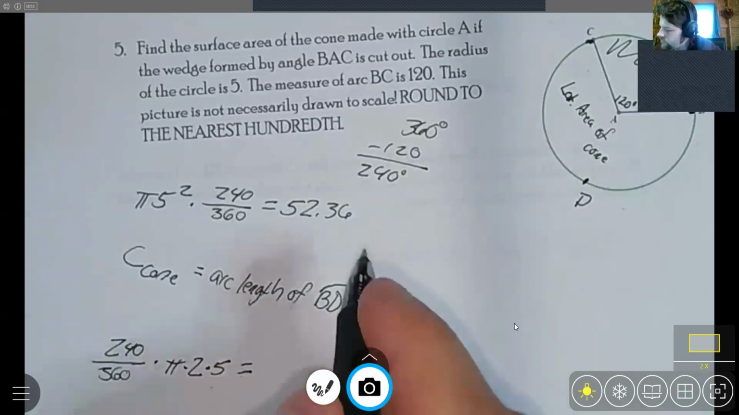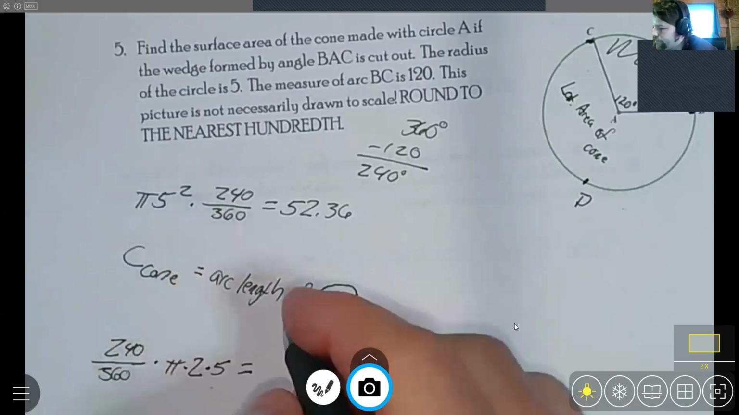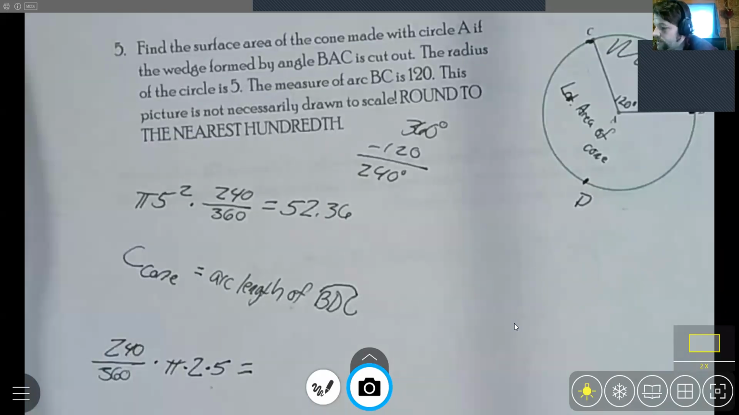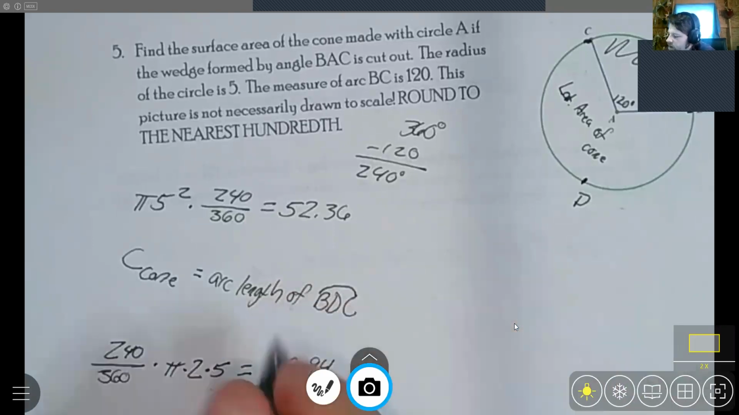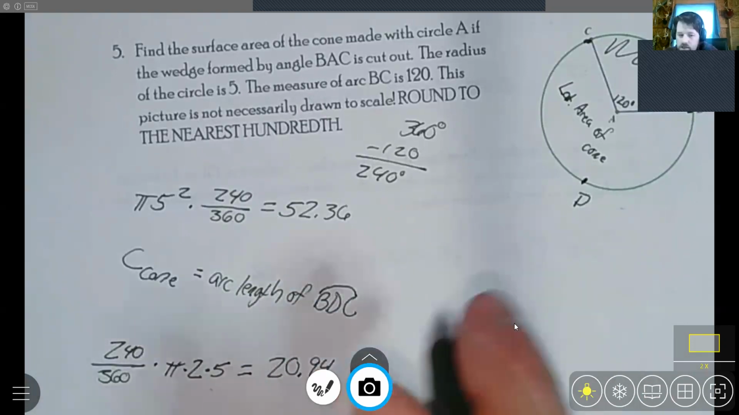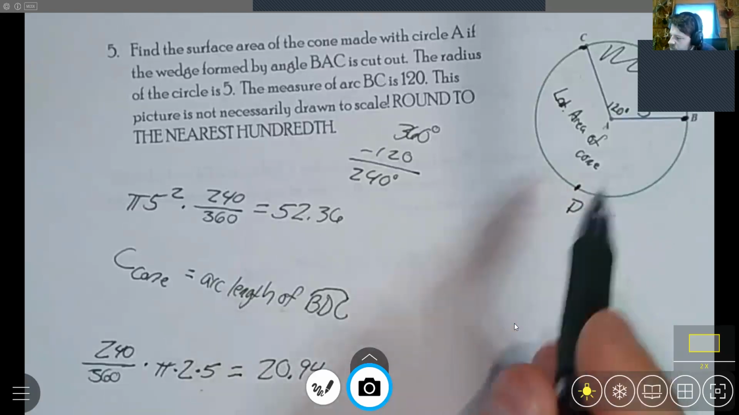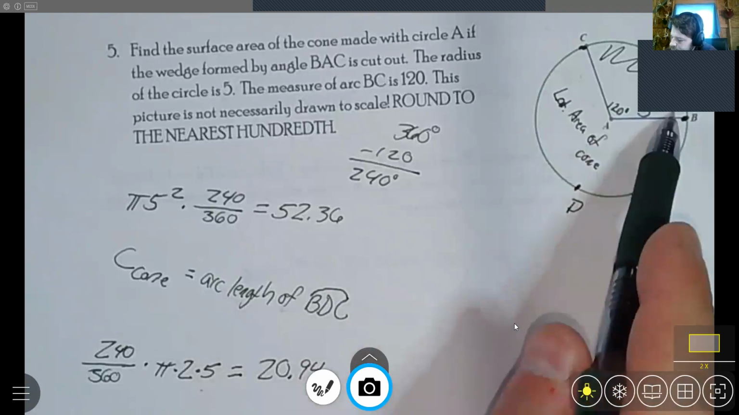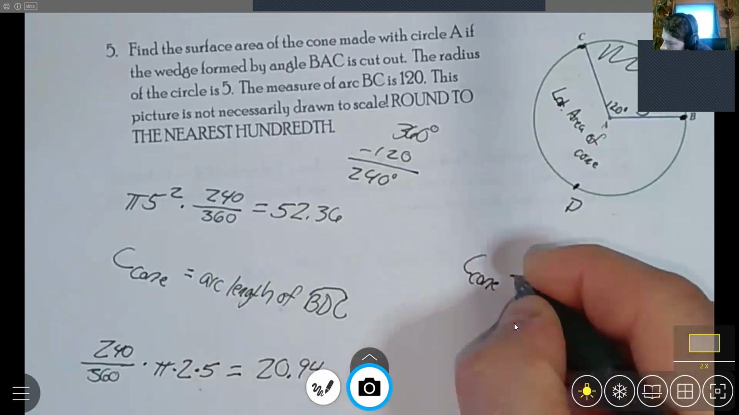So 2/3 times 10 pi. I'll just plunk that in here. It's going to give me 20.94 as the circumference of my cone. The reason I need to find that is because I'm going to use it to find the radius of the base of the cone. So it's different from the radius of the original circle.